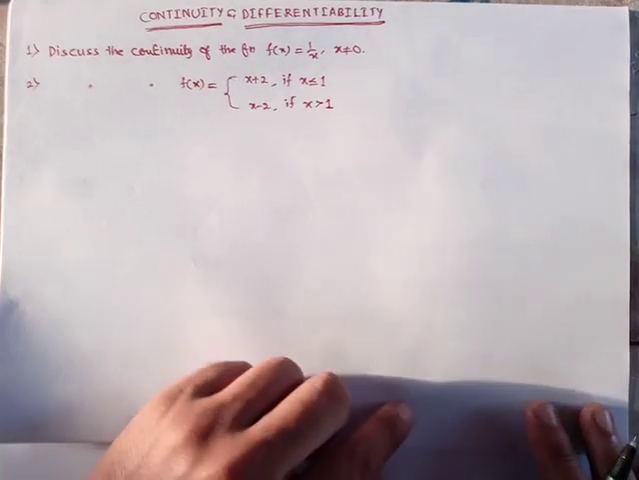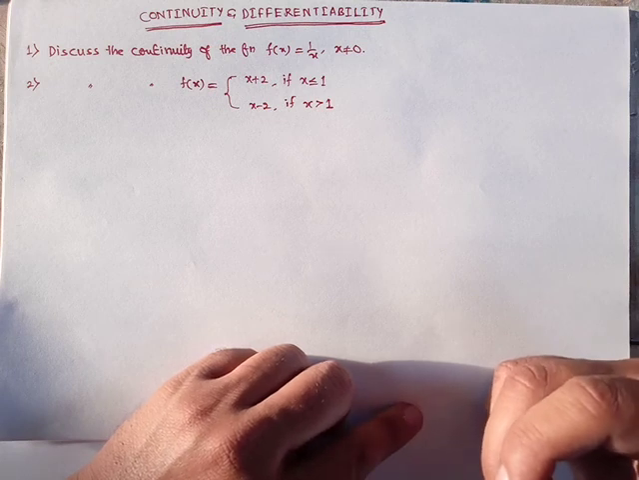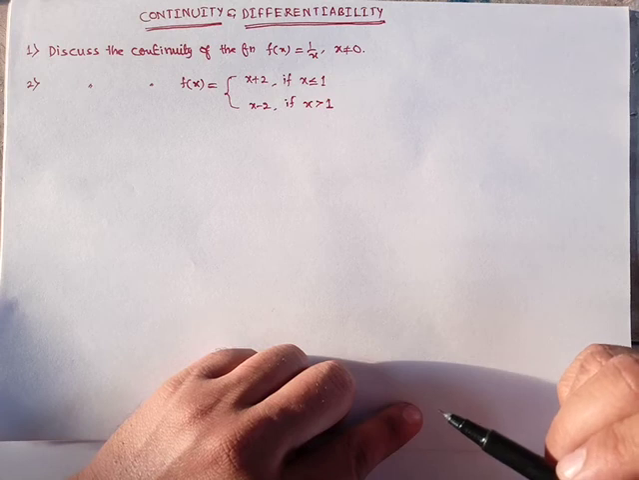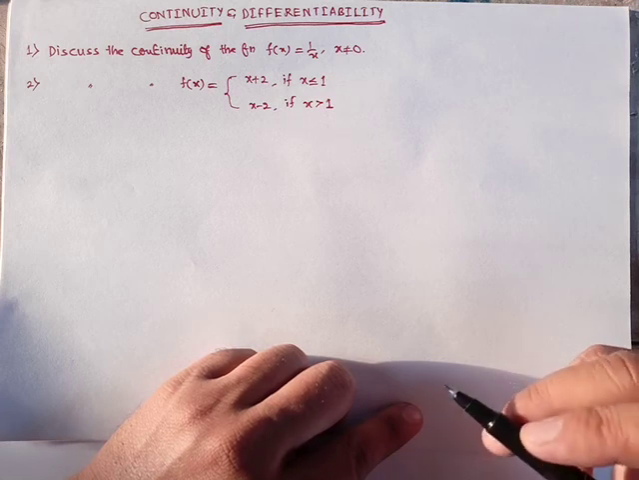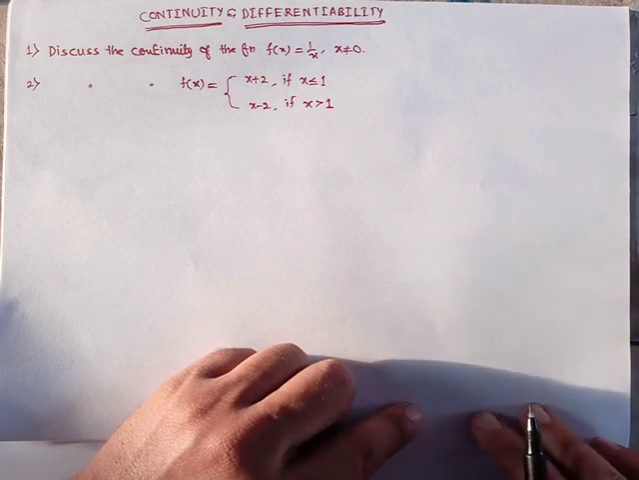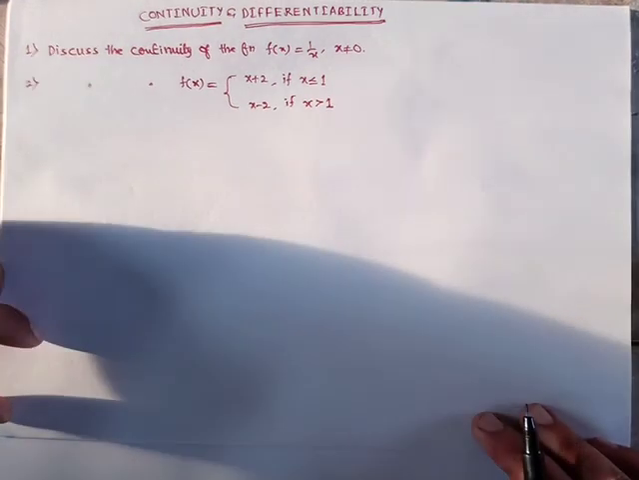Hello everyone. In the topic continuity and differentiability, yesterday we already completed the definition of continuity, and how the graph should be drawn without lifting the pen. That is called a continuous function. So we saw the definitions. Now we'll see a few questions here.